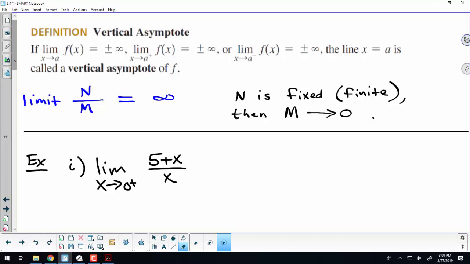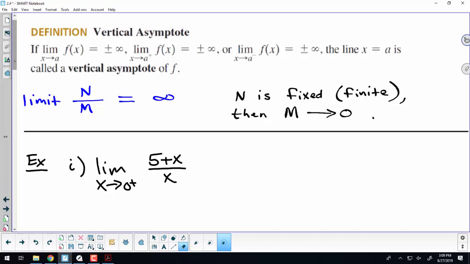Okay. So the idea here is, typically with the vertical asymptote situation, there's nothing wrong with the numerator. We can plug the value that x is approaching into the numerator, and we get some fixed finite number out of that. But the problem here is that the denominator then is approaching 0.